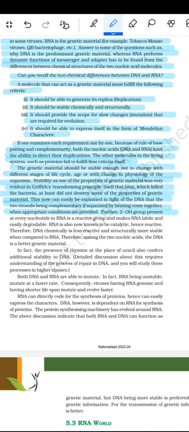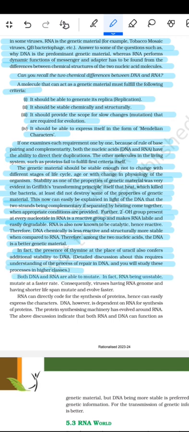Further, the 2'-hydroxyl group present at every nucleotide in RNA is a reactive group and makes RNA labile and easily degradable. RNA is also now known to be catalytic, hence reactive. Therefore, DNA is chemically less reactive and structurally more stable when compared to RNA. Therefore, among the two nucleic acids, DNA is the better genetic material. In fact, the presence of thymine in place of uracil also confers additional stability to DNA. Detailed discussion about this requires understanding of the process of repair in DNA, and we will study this process in the higher classes.